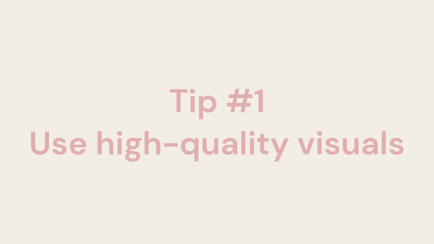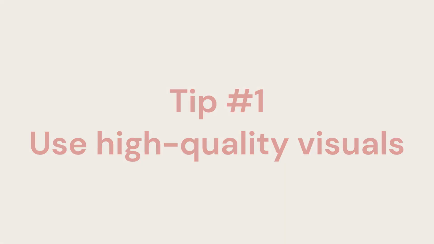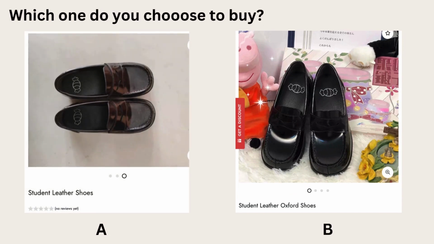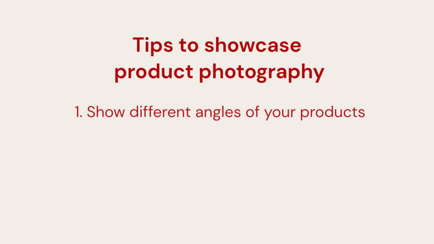The first product page optimization tip: showcase your products with high-quality visuals. Let's take a look at this example. Which one do you choose? 93% of customers will choose B, as they regard visual appearance as the primary determining factor. So here are some tips for you to showcase the best product photography. 1. Show different angles of your products.